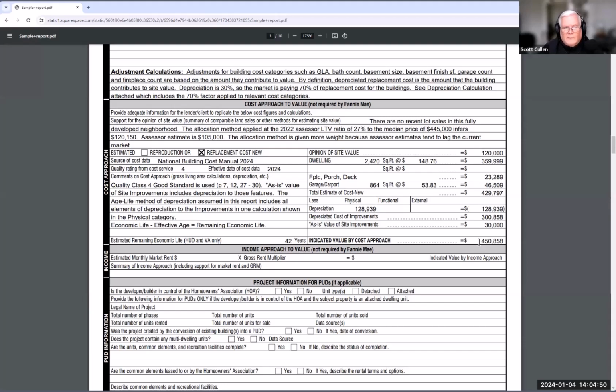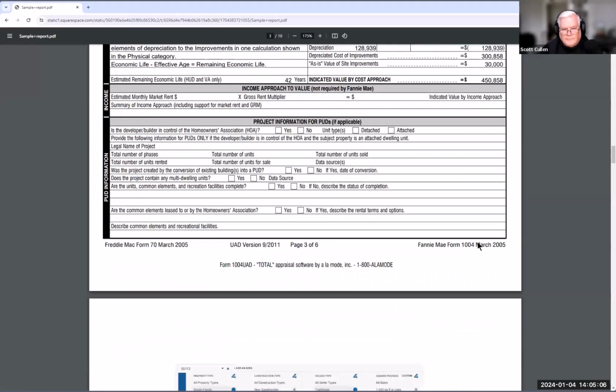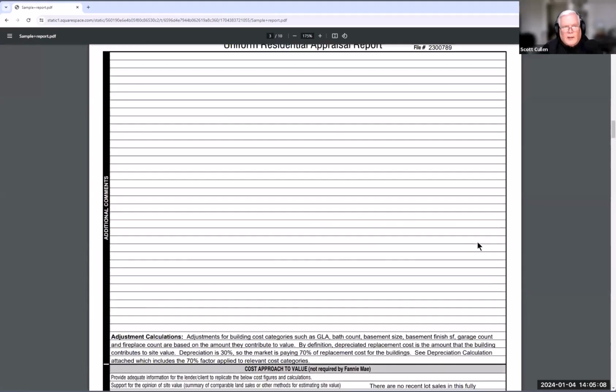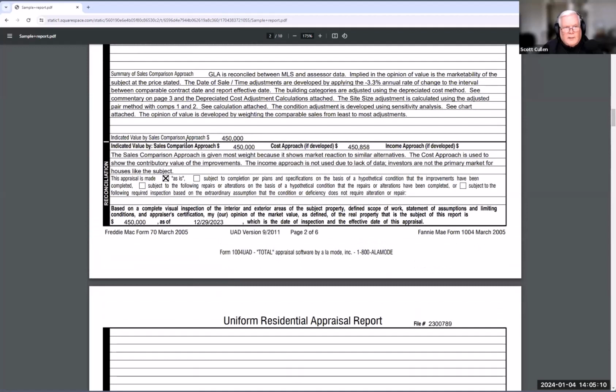Now, I also want to emphasize that we're not using the cost approach as an indication of value. We're not using circular reasoning, like assuming a number and then trying to appraise to it. We're using the cost approach simply as an analytical tool. So going back up to the indicated value by sales comparison approach, 450, the cost approach came from that result, 459.